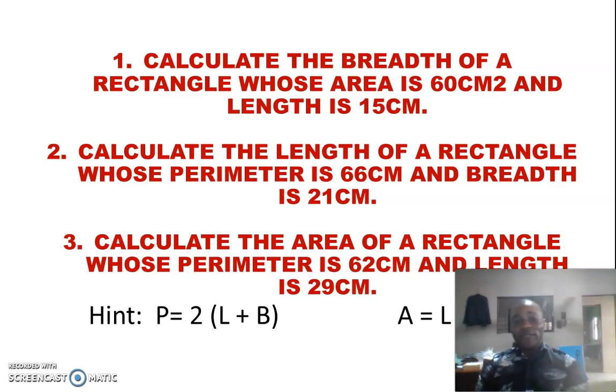Now you are given perimeter. Recall that the perimeter of a rectangle is 2 open bracket length plus breadth. From there you can get your breadth so that you can calculate the area of the rectangle. Do you understand it? So you have to be fast about that now.